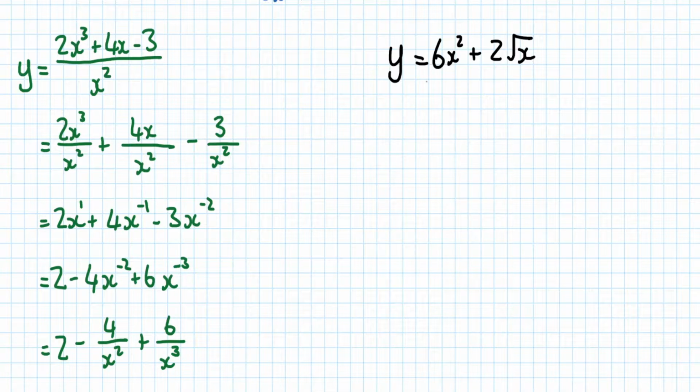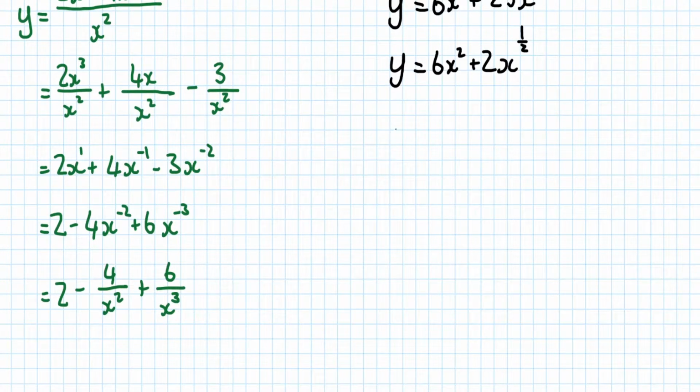Well, in this example, we're going to apply the same idea that we had in the previous example, in that we're going to write everything in terms of its powers on the numerator. So y equals 6x squared plus 2, and in index form, this surd looks like x to the power of a half. And now we're going to apply the same rules as we applied before.